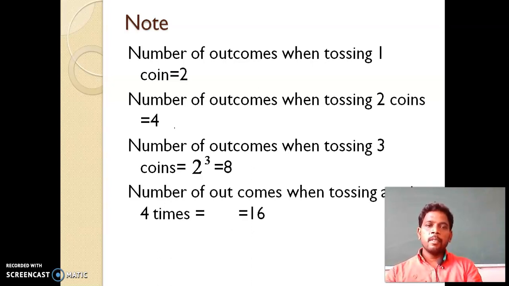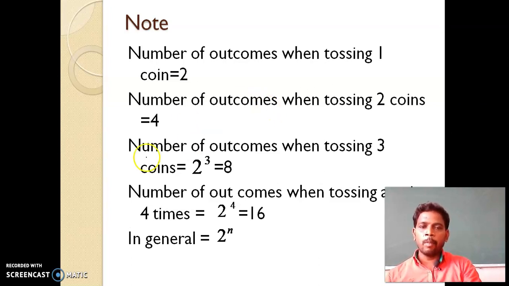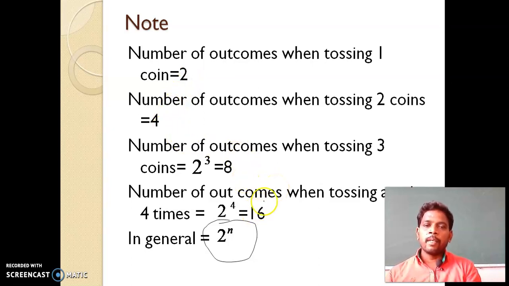And 4 coins means 16, because in general we can apply the formula 2 power n. So 2 power n is the formula to find the total outcomes for the number of coins. For example, if you toss 5 coins at the same time, what are the total cases? The total number of cases is 2 power 5, where n is the number of coins tossed.